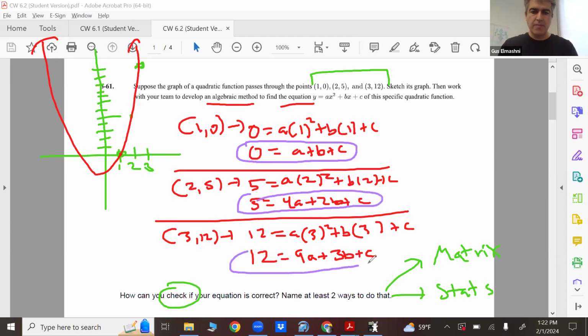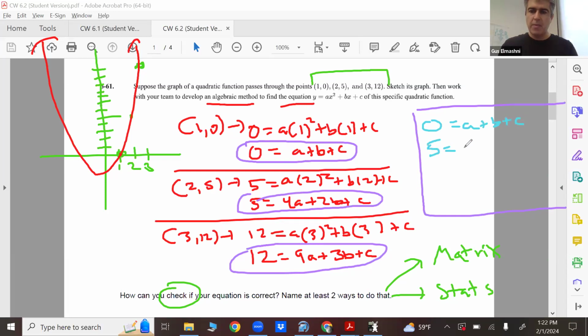These are my 3 equations, right? So let me write them over here again. And let's switch colors because one color stands out. So 0 equals A plus B plus C. 5 equals 4A plus 2B plus C. And 12 equals 9A plus 3B plus C.